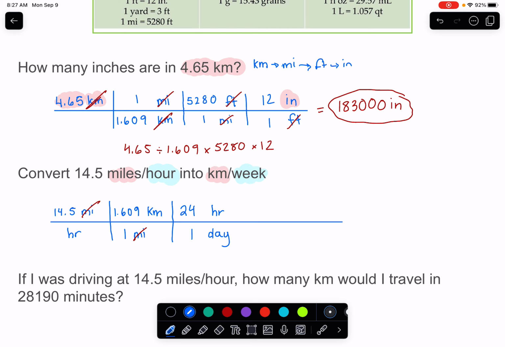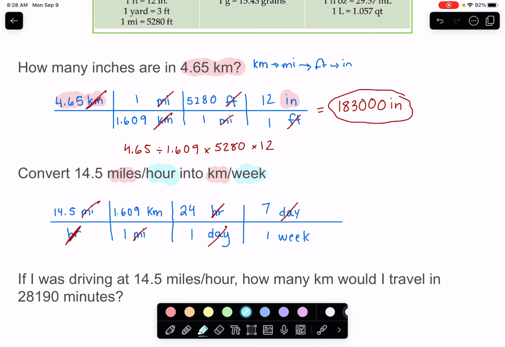Notice when I set that up, because I wanted hours to cancel out and hours was at the bottom initially, I put hours on the top in the conversion factor. So you can see hours is on the top over here. It's in the bottom at the beginning, so hours is canceled out. All right, so now I have kilometers per day. To make it kilometers per week, I need to change days into weeks. And that is not too difficult of a conversion. 1 week is 7 days, okay? So days cancels out and I'm left with weeks.